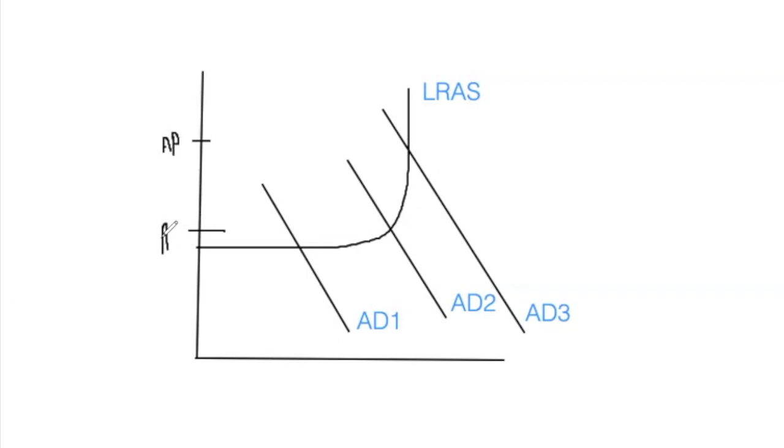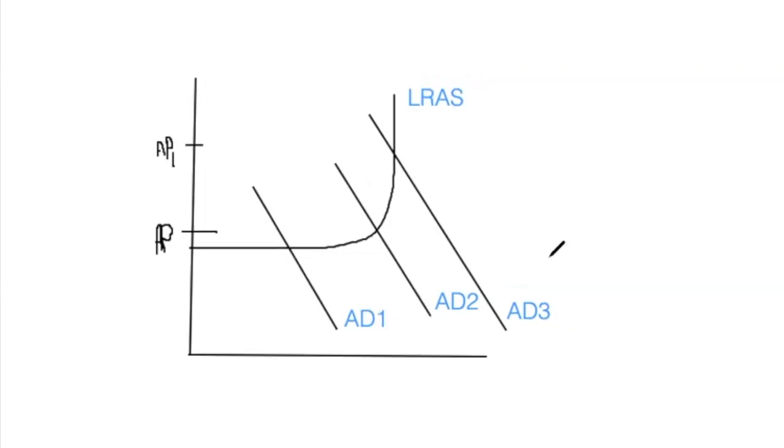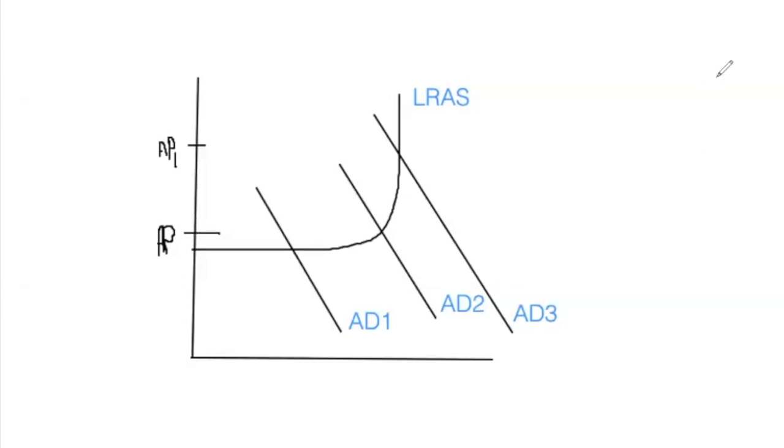And so what's causing the average price to go up? Well, it's a shortage. And what's causing the shortage? It's the demand curve moving right. So that is demand is pulling up prices. So that's demand pull inflation. As opposed to what? Well, as opposed to cost push inflation.